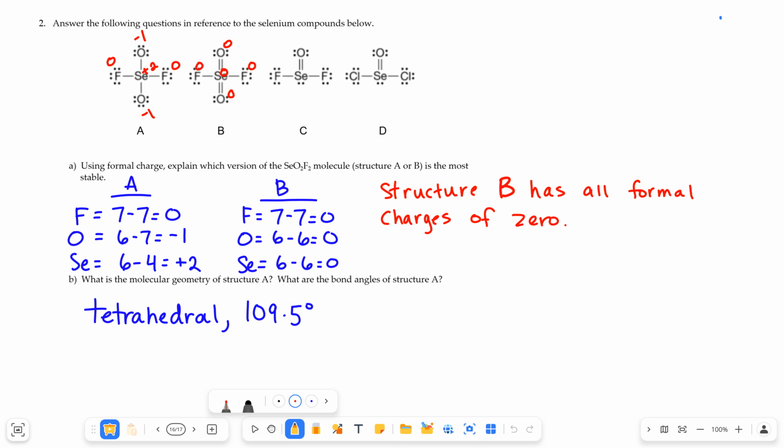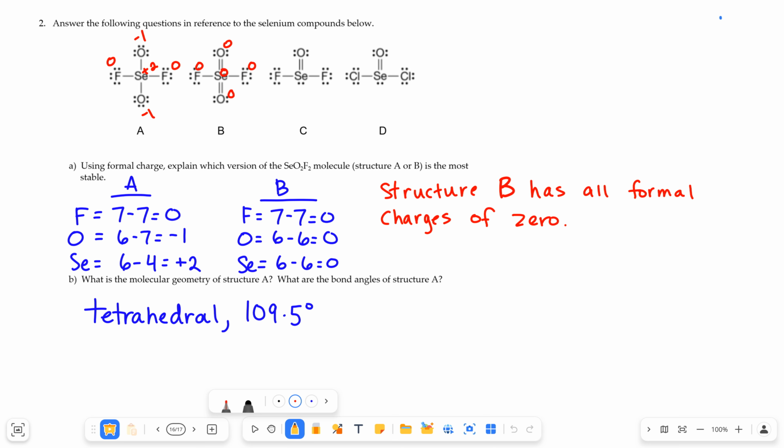Now, if we would have any negative formal charge, we would want that on the more electronegative element, which would be the fluorine. But in this case, having all zeros is really the best option. So structure B is the best, all the formal charges are 0.